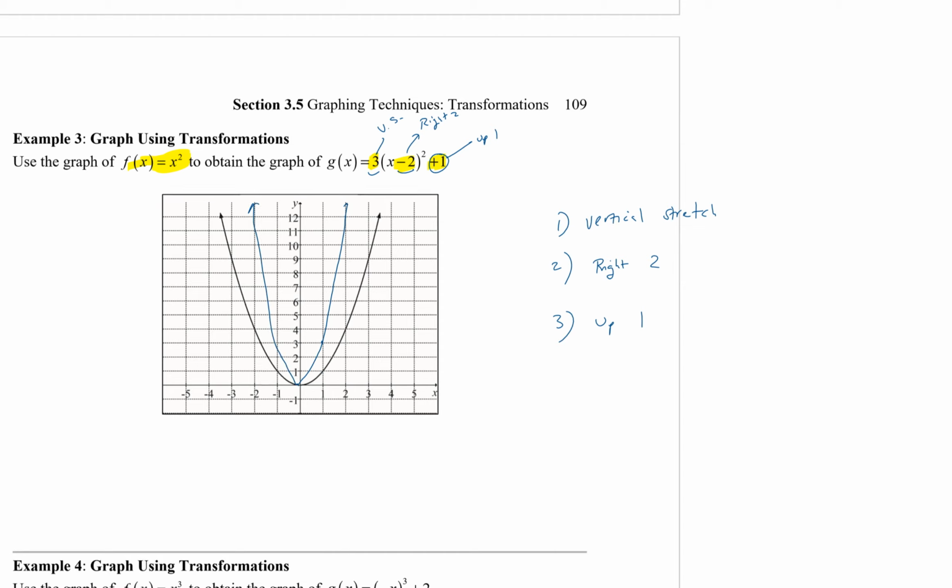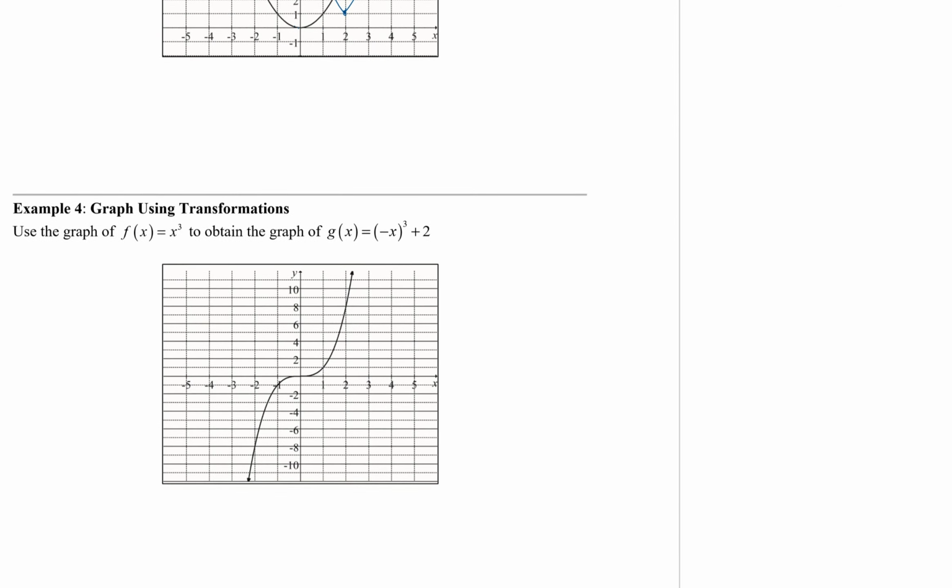And then it's going to go to the right 2 and up 1. So 1, 2, up. So it's going to go there. This point goes here. This point goes right 2, up 1. This point goes right 2, up 1. So I think I have plenty of points there. So it looks something like that. Okay? Something like that. All right, one more to go.